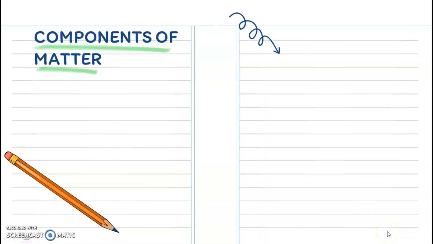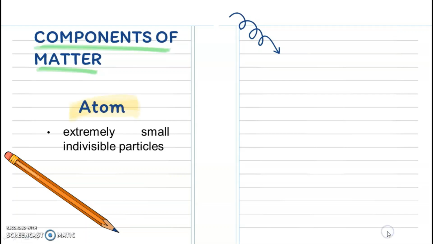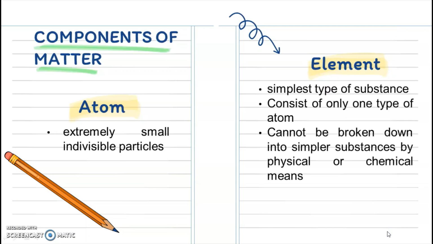Now, we will move on to the components of matter, or yung mga particles na makikita natin if we look at matter on a molecular level. First, we have atoms. They are extremely small, indivisible particles, or yung mga particles na hindi mo na pwedeng i-divide. Siya na yung pinaka-maliit.